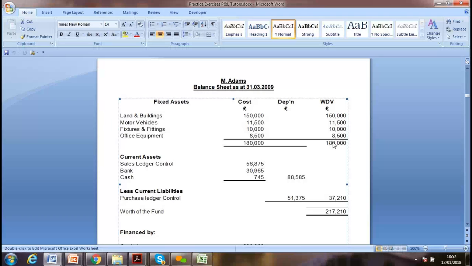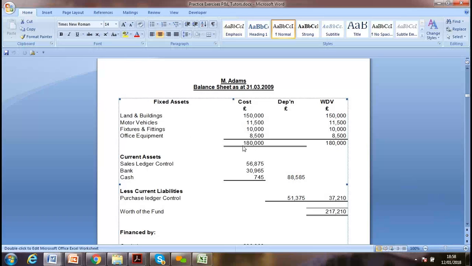So it reduces the value. But a few things may increase the value, like land. I bought it and the land value normally goes up. So would you change that? Yes, we do revalue then.